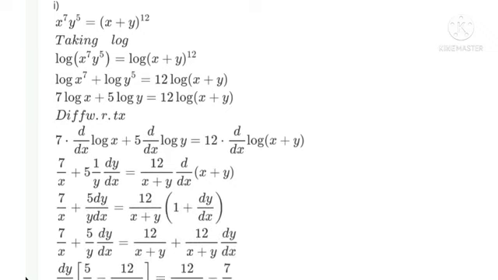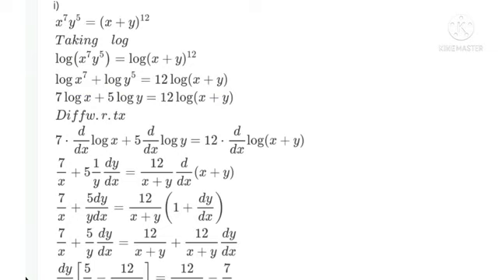So first example is x raised to 7 into y raised to 5 is equal to (x plus y) raised to 12. See, it is exponential form, so you take log on both sides. So we get log of x raised to 7 y raised to 5 is equal to log of (x plus y) raised to 12. Now here you use the logarithmic rule for these two. So log x raised to 7 plus log y raised to 5 is equal to 12 log(x plus y).